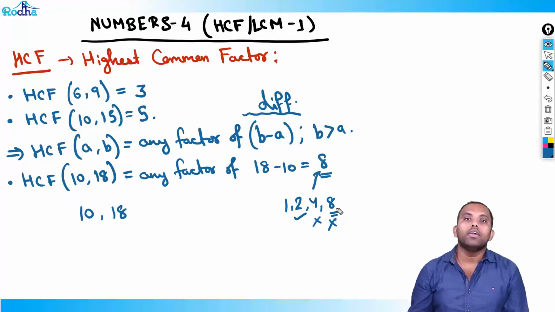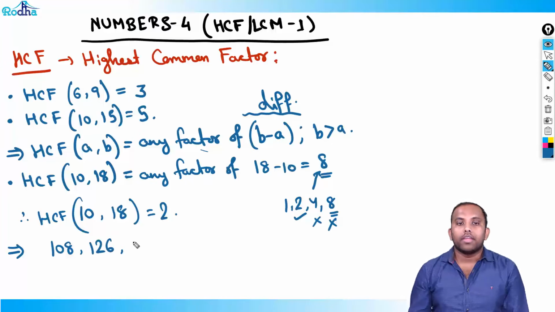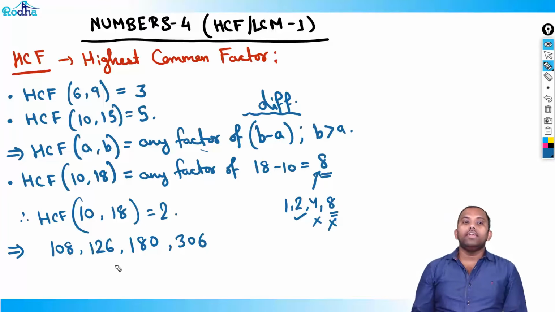What are the factors available? Any factor of B minus A. So we started by checking the factors of 8. Since we need the highest common factor, we start from the highest number. 8 does not divide, 4 does not divide both of these, 2 divides. So 2 is the HCF. Therefore, HCF of 10 and 18 is 2. Now in the difference concept, suppose what is the HCF of 108, 126, 180, and then 306? So I need the HCF of these numbers.